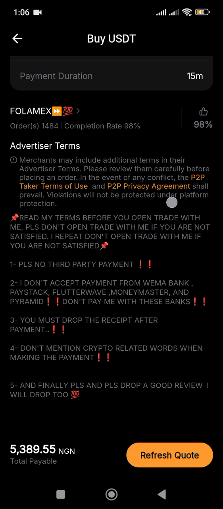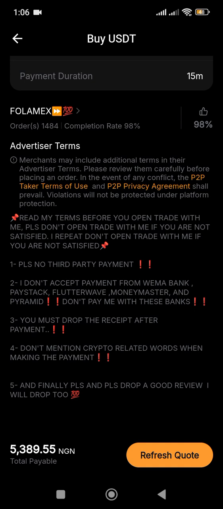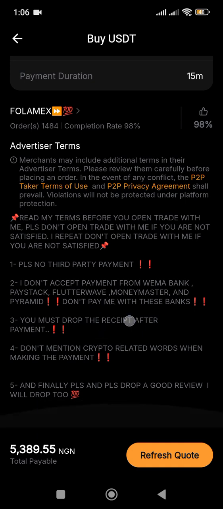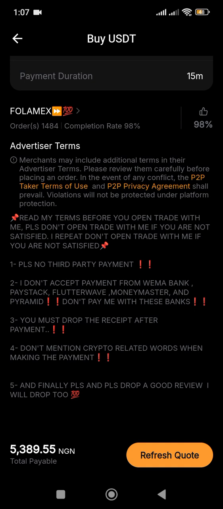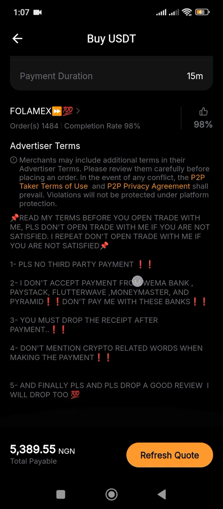Number two, I don't accept payment from Wema Bank, Paystack, Flutterwave, Money Master, and Pyramid. Don't pay me with these banks. So if maybe your bank falls within this, he does not accept payment from any of these banks. If you proceed and pay him from any of these banks, you may have issues with him. So it's better to avoid it. He said again, you must drop the receipt after payment. So you must send him your proof of payment after the payment.